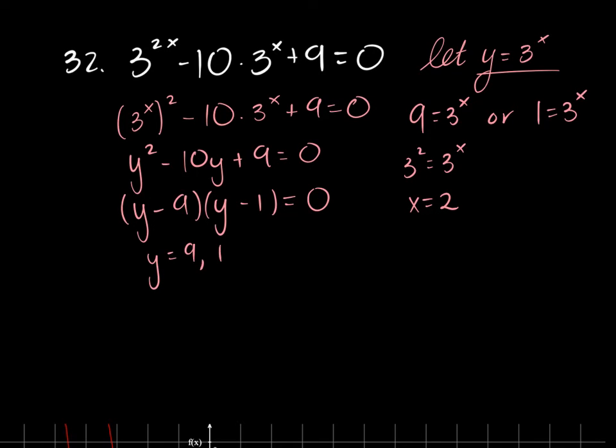For that second one, 1 is equal to 3 to the x, it's a little tricky looking because obviously the bases are never going to be the same. Now here's the nice thing. There's only one power that makes any base equal to 1, and that is 0. So if you ever see something along those lines where it's b to the x equals 1, that x has to be 0. That's the only way you can get 1 as an answer. So my x's are 2 or 0.